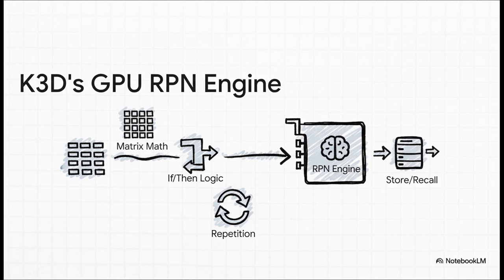It uses explicit opcodes, just like a low-level programming language. This means the AI's thoughts are actual programs, with commands for matrix math, sure, but also for if-then logic, for loops, and for storing and recalling variables. It's actual programming, not just statistical guesswork.